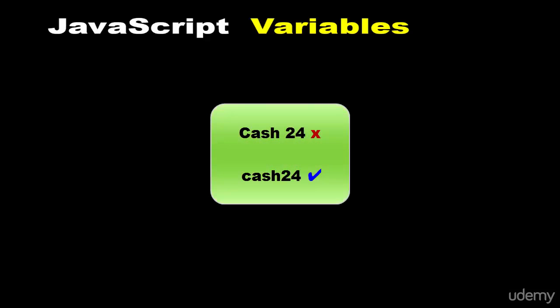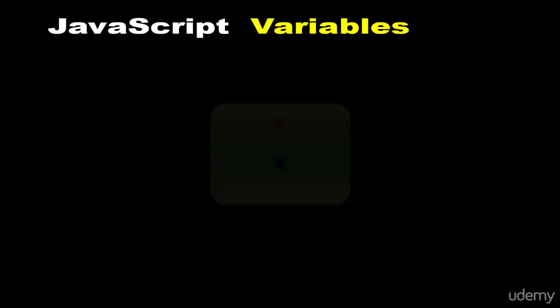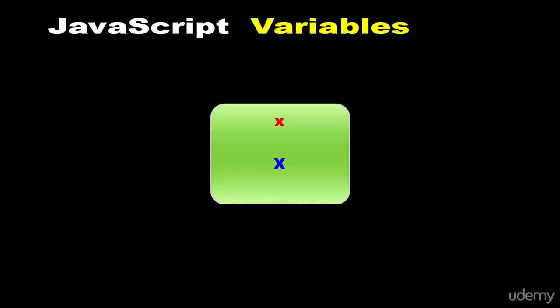JavaScript names must not contain spaces, so you can have a variable name called cash24, and there cannot be a space between the cash and the 24. Variable names are case sensitive. A variable with a lowercase x and an uppercase X are two different variables.